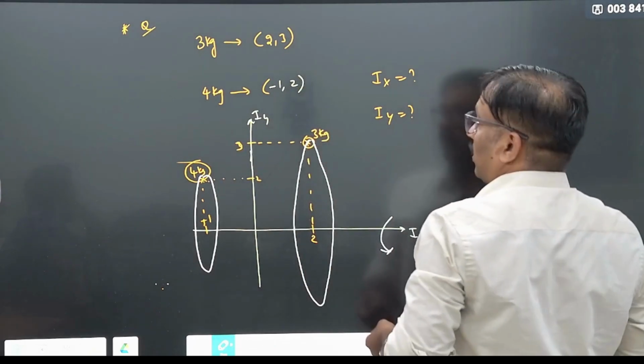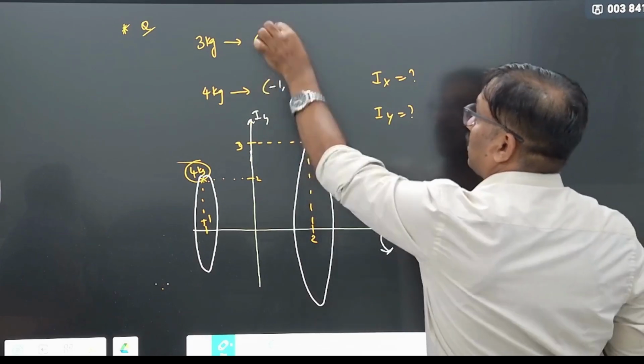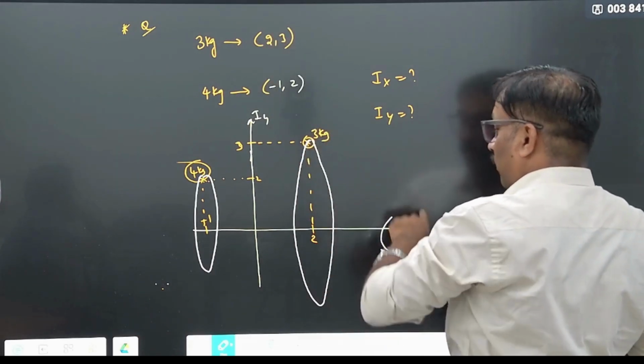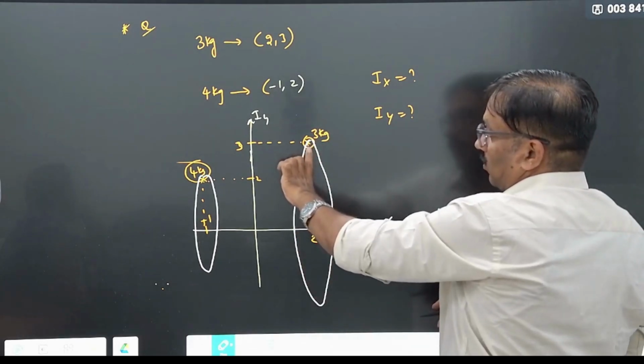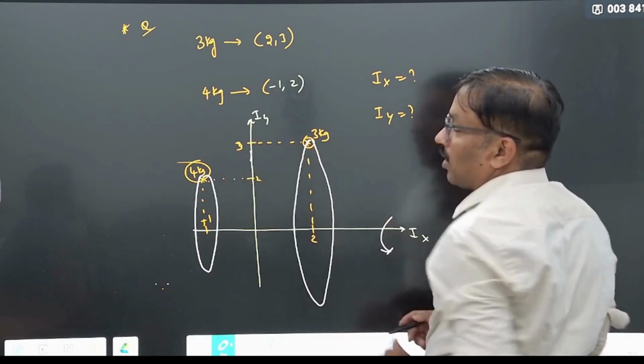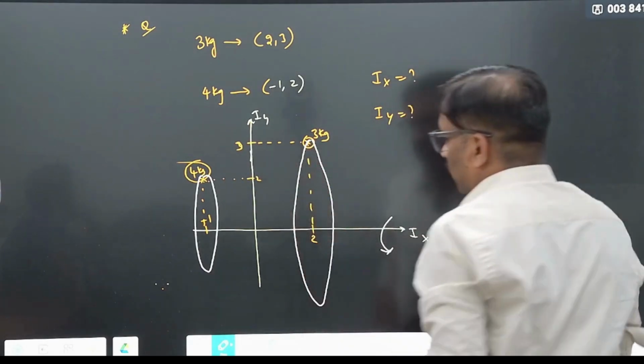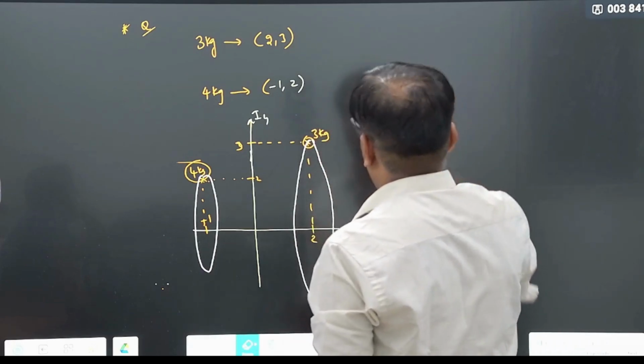Most students will take x distance for the x-axis, but that is the wrong answer. If you rotate along the x-axis, what is the radius? The distance is nothing but the distance along the y-axis. Clear? If you remember that simple thing, you can calculate very easily.